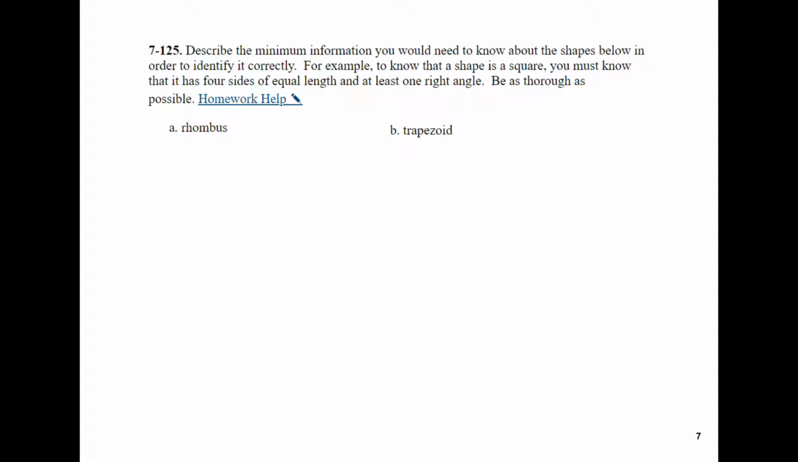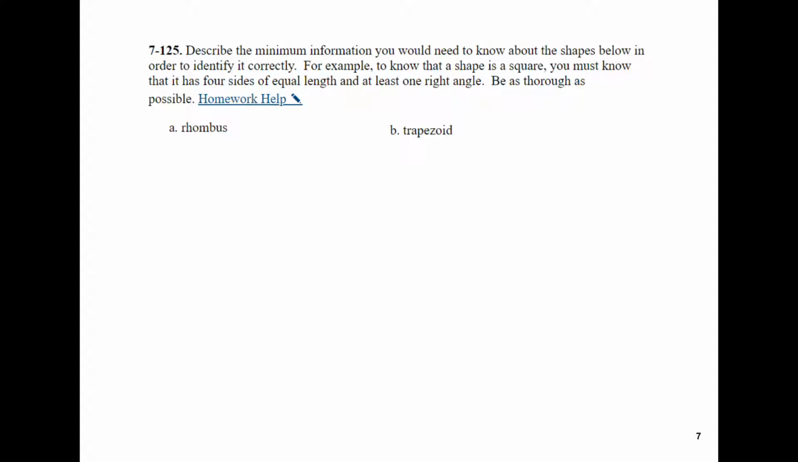7.125, describe the minimum information you would need to know about the shapes below in order to identify it correctly. For example, to know that a shape is a square, you must know that it has 4 sides of equal length and at least one right angle. Be as thorough as possible.